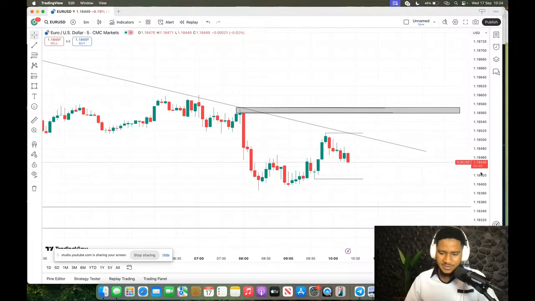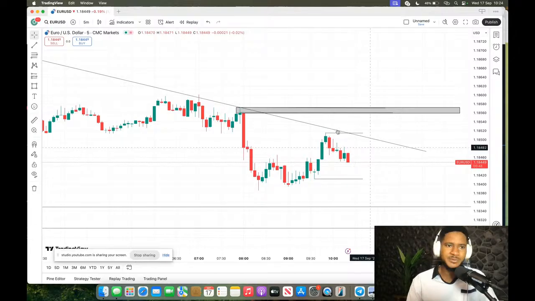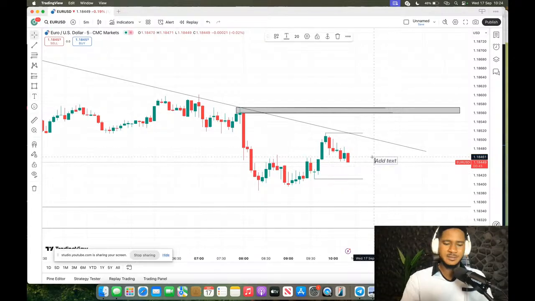This is not gold though. This is euro dollar. I think I should write it here. This is euro dollar, please.